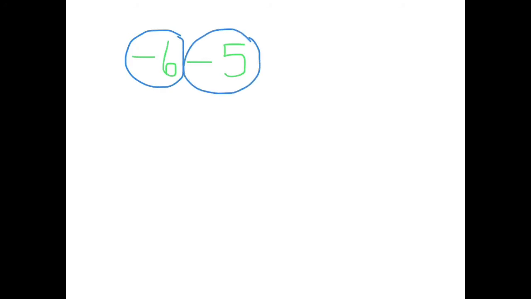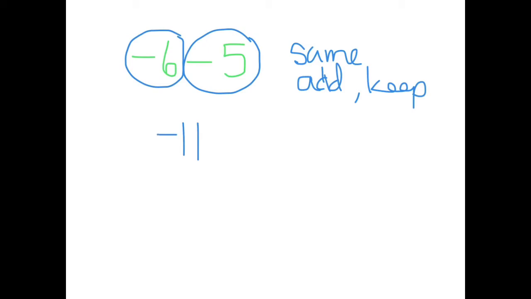Let's do another one. What about -6 minus 5? Are the signs the same or are they different? Well, the signs are the same. And so the rule is if the signs are the same, we add and keep. So I'm going to add the two numbers together. 6 and 5 is 11. Keep the sign negative. So my final answer is negative 11.